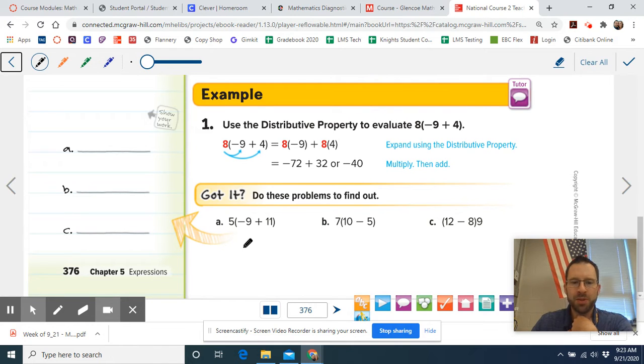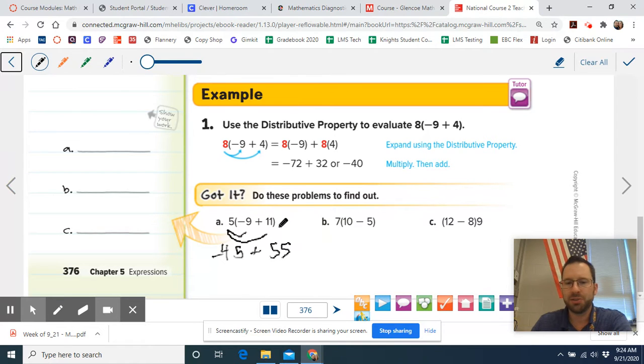All right, so here, whether it's negatives or positives, same things apply. So 5 times negative 9 is negative 45. Remember those integer rules, bring down your plus sign. 5 times 11 is 55. The number one mistake students make is they don't distribute this 5 to both numbers.